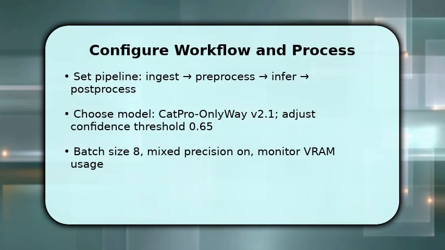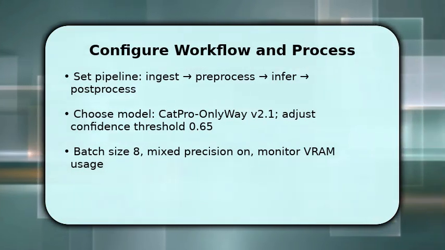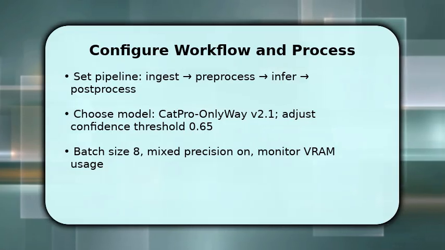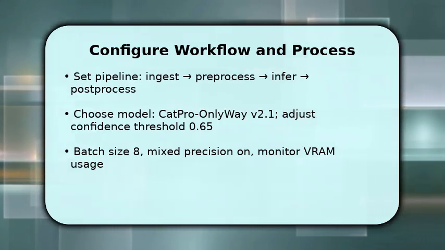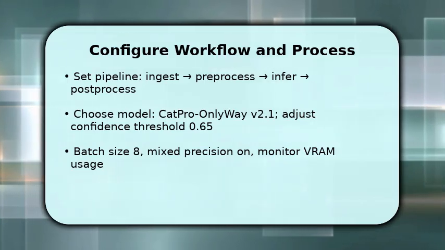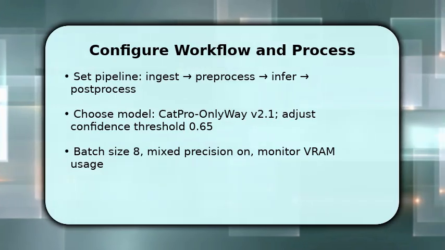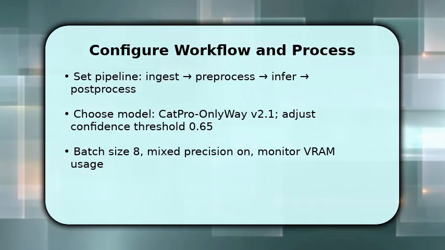You now build the processing chain: ingest your clips, run the preprocessing filters, then run inference with the Cat Pro Only Way model and finish with post-processing. Select Cat Pro Only Way V2.1 and set confidence to 0.65 to balance precision and recall; larger values reduce false positives.